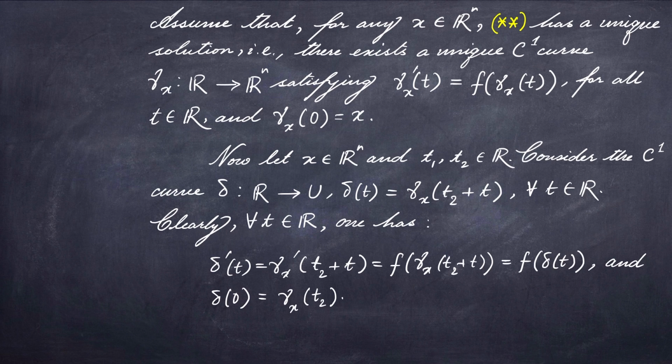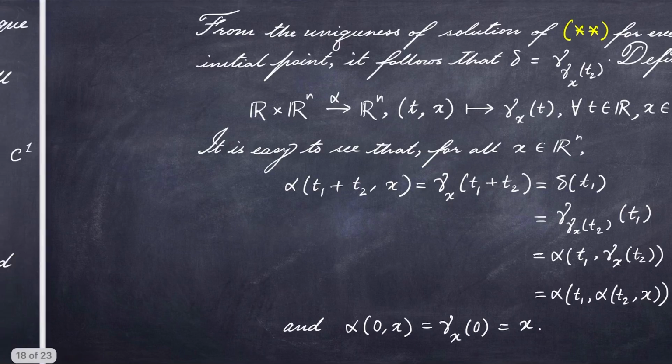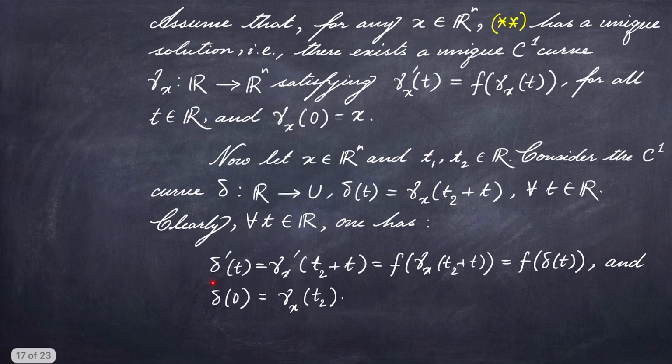So consider, for any given x, we denote gamma x to be the unique solution corresponding to the initial point x. Then we define this curve delta, which is easily seen to be a C1 curve, and then we compute the derivative.